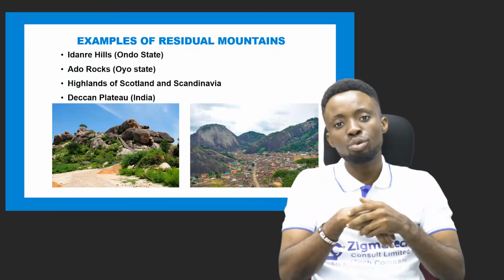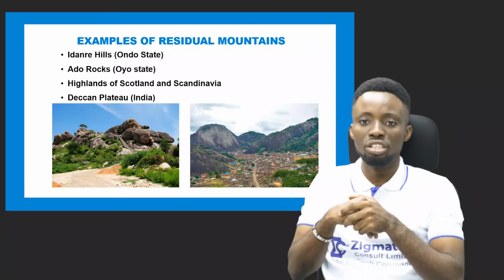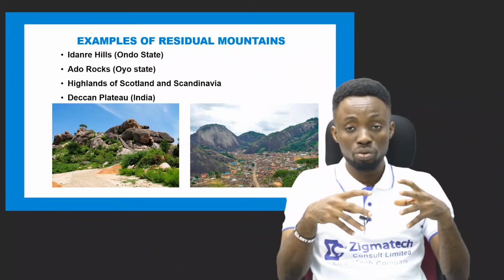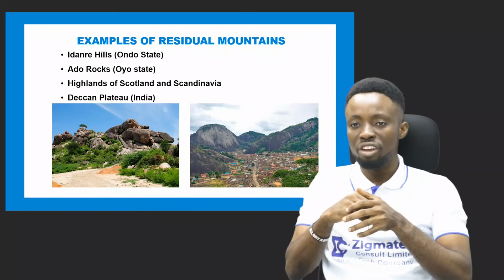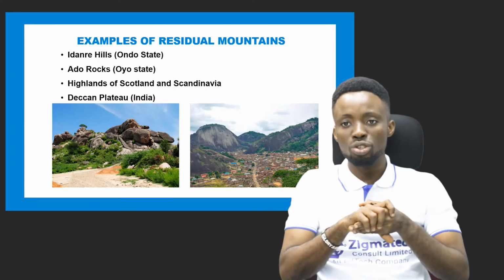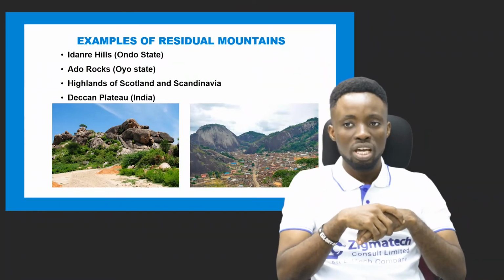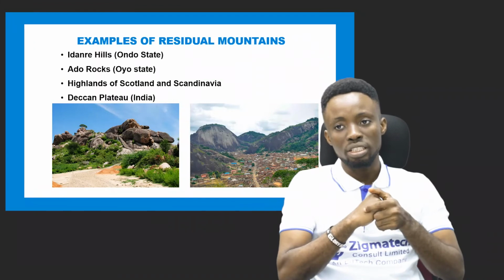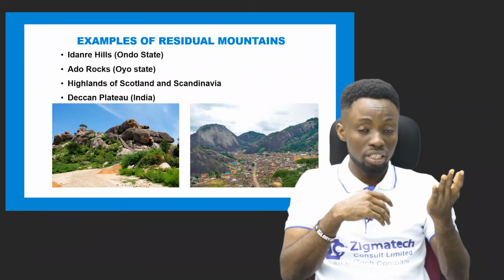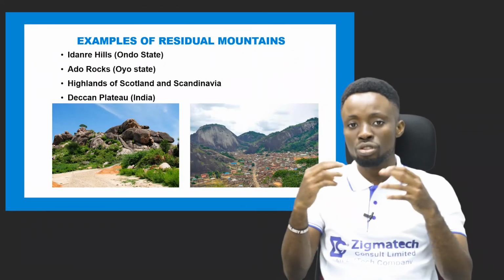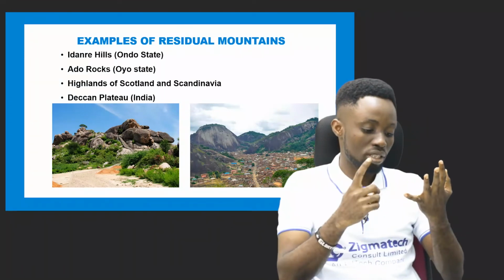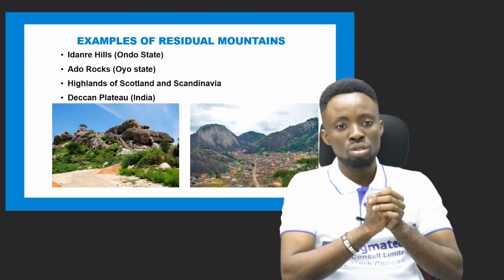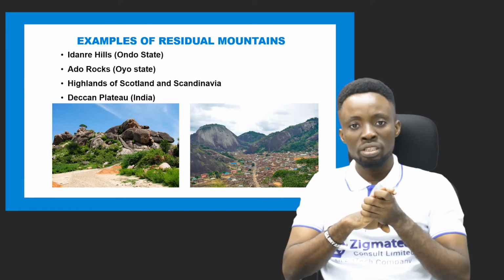And we have examples of residual mountains in Nigeria and in the world. One popular example of residual mountain we have is the Idanre Hills in Ondo State. Then we also have the Ado Rocks in Oyo State. And somewhere in Europe, we have the Highlands of Scotland and the Scandinavia. These are some examples of residual mountains. And also in India, there is a popular plateau or inselberg which is called the Deccan Plateau.